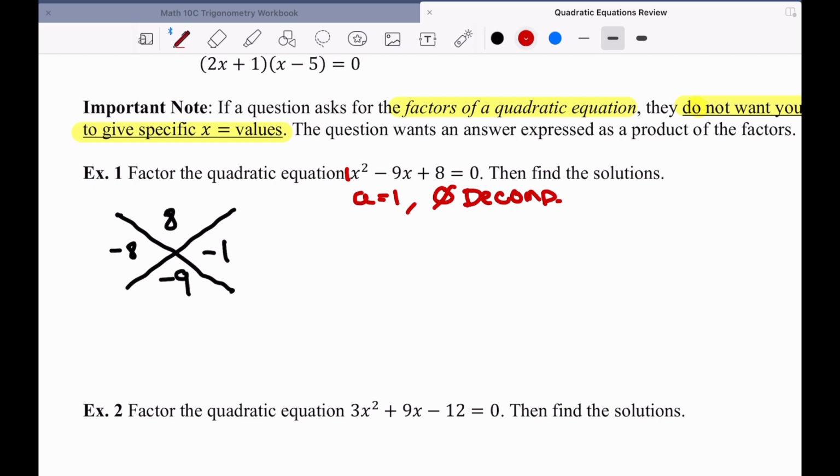Now what can we do? We can go right from our x here, or our factor x, and what we can do is just sub them each in. We can say x minus 8 and x minus 1 is equal to 0. Boom, that's our factors. So this is the factored equation.